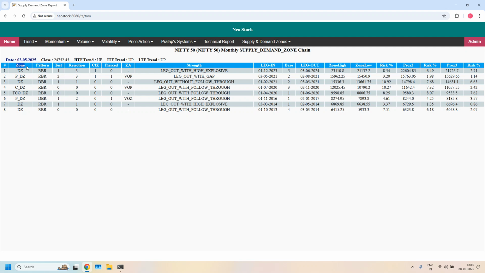Always look into the zone column to find the high liquidity zones, and look into the pierced column to find the pierced zones, and also look into the LTF trend to find the trend of the current time frame you have selected. Apply the same rules to the remaining supply demand zone chain reports. And also, don't forget to pause the video, because I am giving you only a few seconds to watch the report before you move on to the next reports.